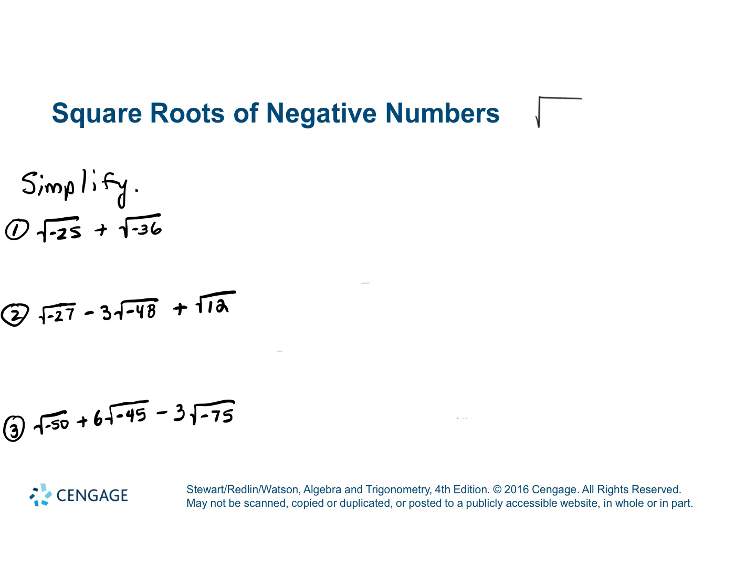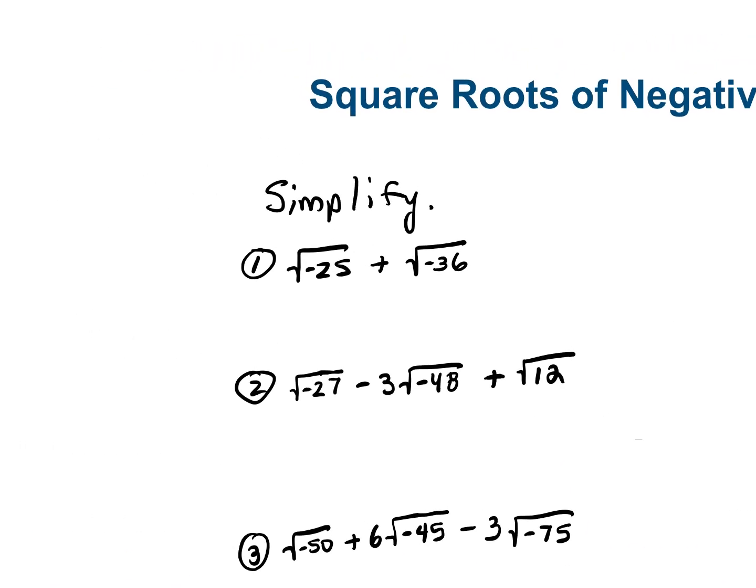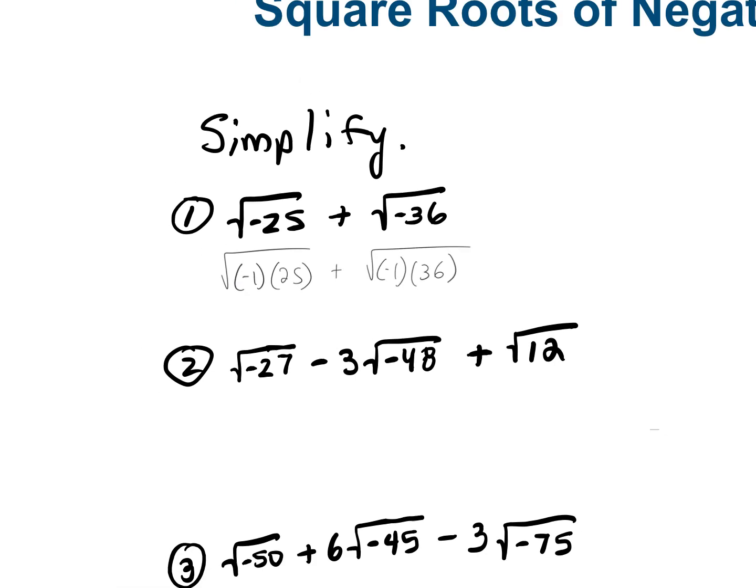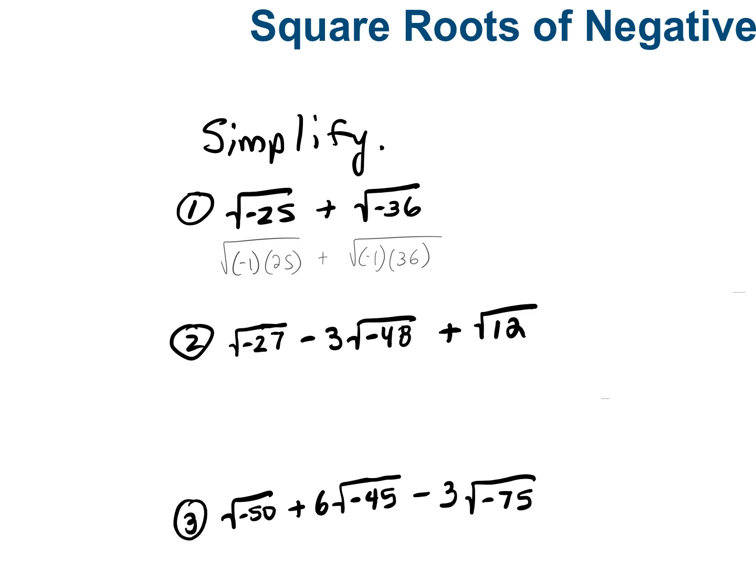Remember, the square root of negative 1 is equal to i. So anytime you see a negative 1 in there, so negative 1 times 25, you can break it up like that. This is negative 1 times 25, and this is negative 1 times 36. Now, 25, obviously, we know it's a perfect square, so it's going to be 5. And because we have the negative 1 under the square root, it'll become 5i. And so will the 36.